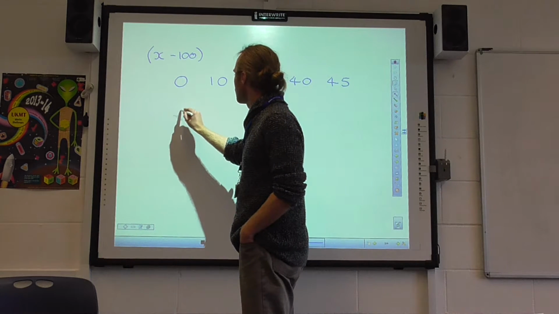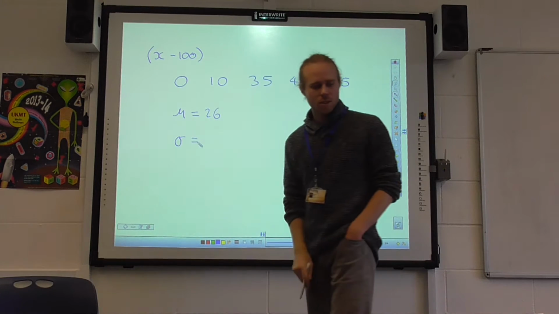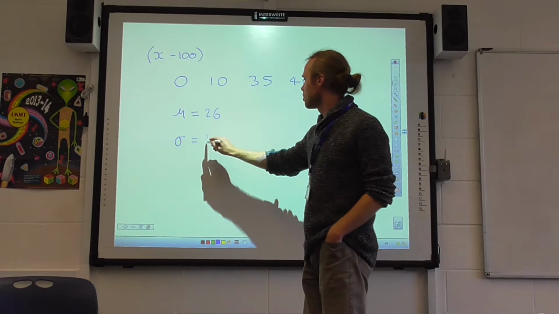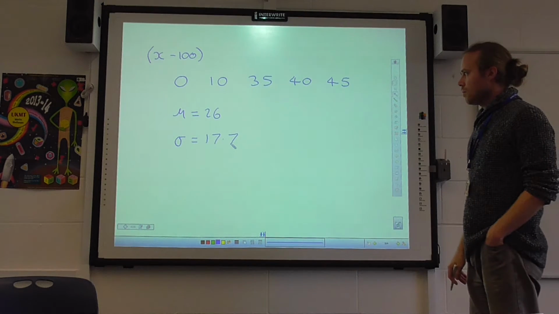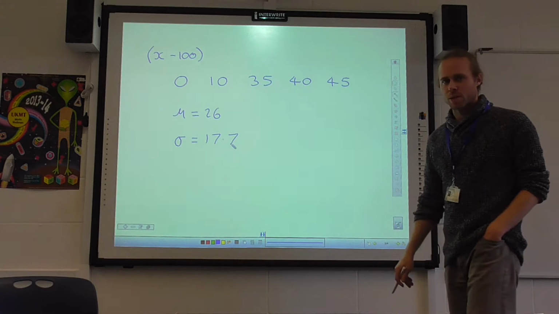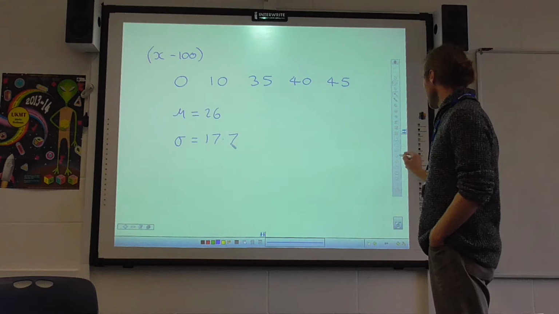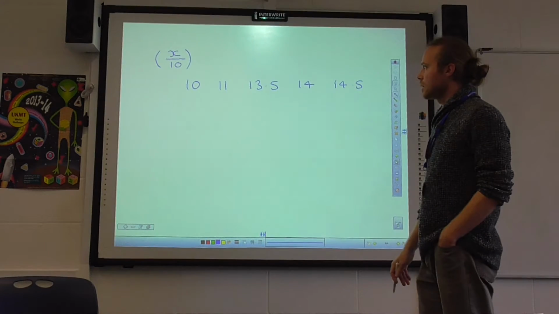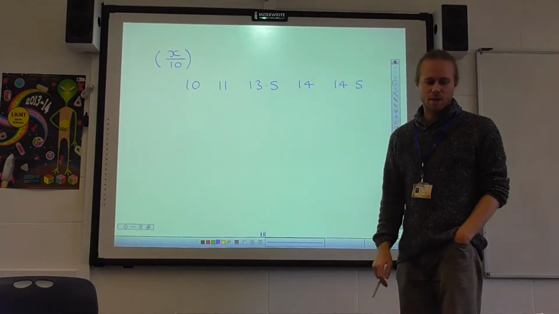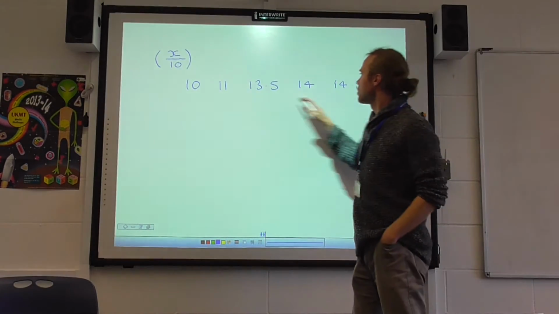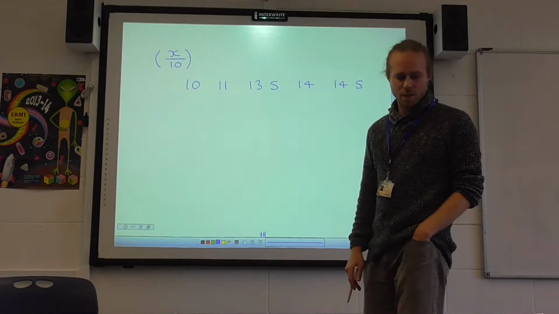Great, so you should have got the mean is 26 and the standard deviation is 17.7. Okay, we'll come back and talk about this in a minute. We're going to do it with another code. So rather than subtracting 100 from the original numbers, let's take the original numbers and divide them by 10. If we do that, we get these numbers here. So again, just quickly calculate the mean and the standard deviation.